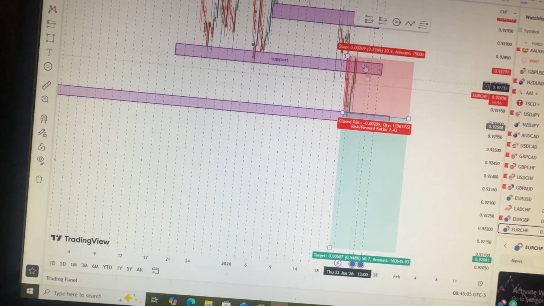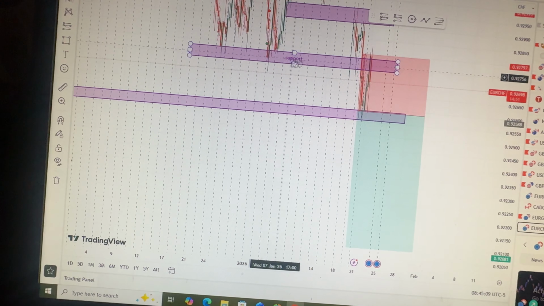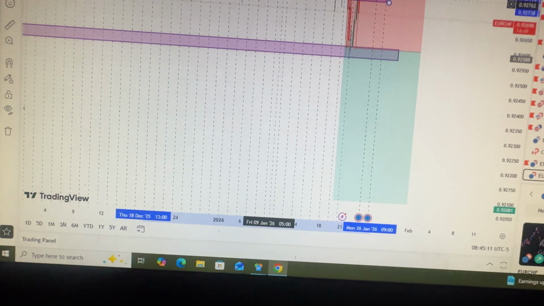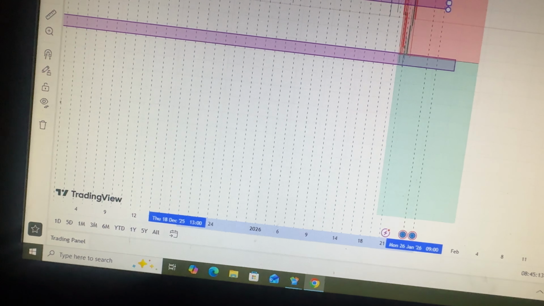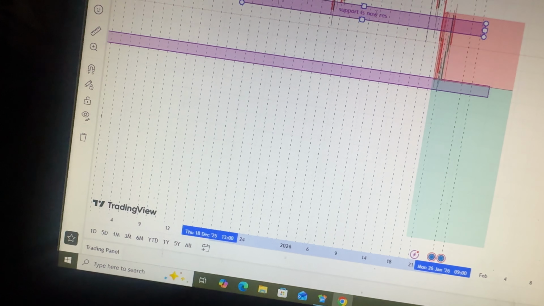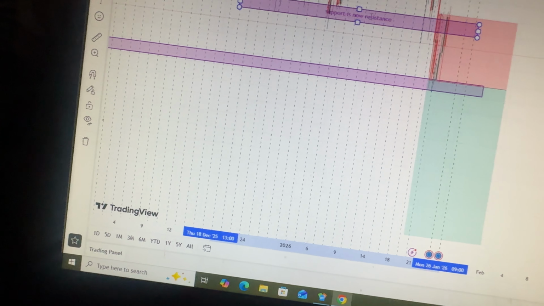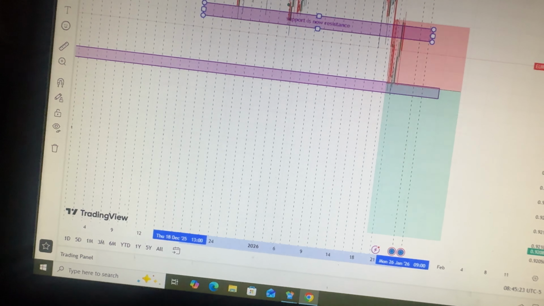Man, cause it looks like it's still respecting this resistance area, cause it was a previous support. It was support, but now it's becoming a resistance, right? And yeah, so that's why it stopped me out.